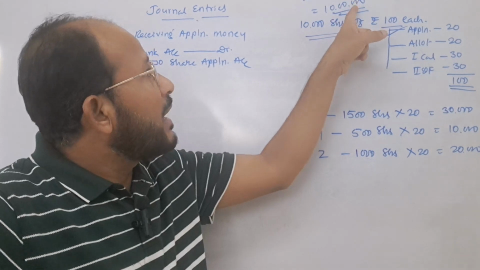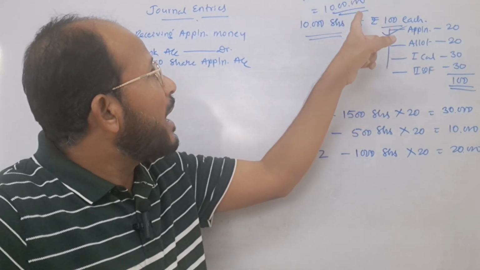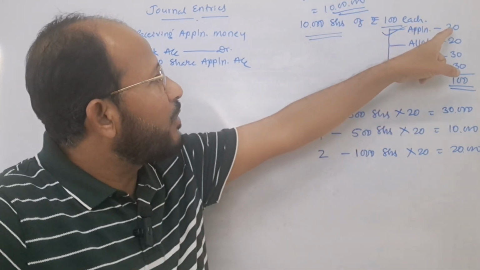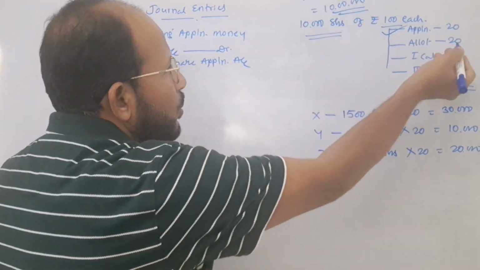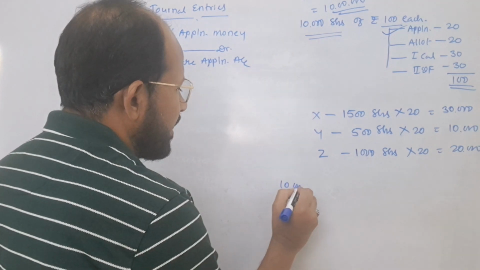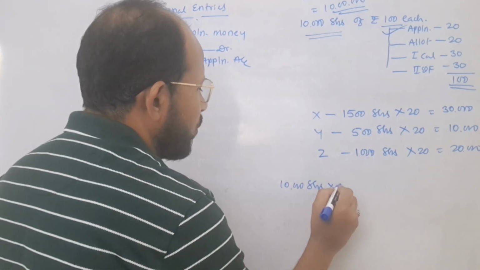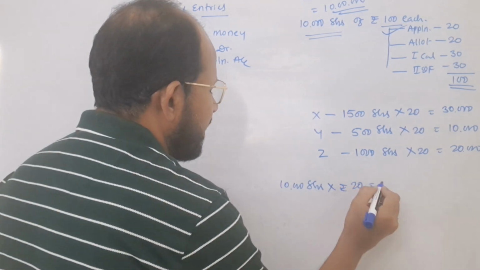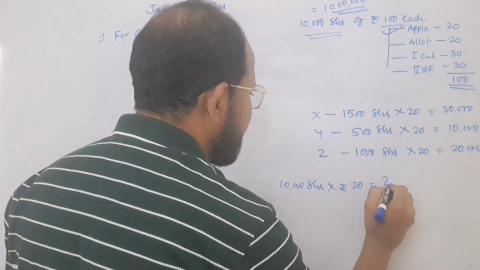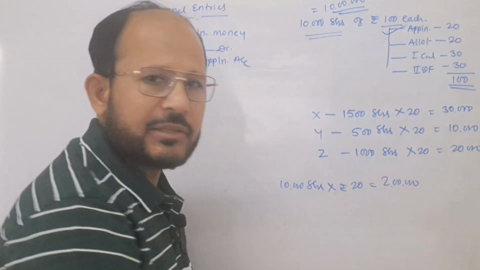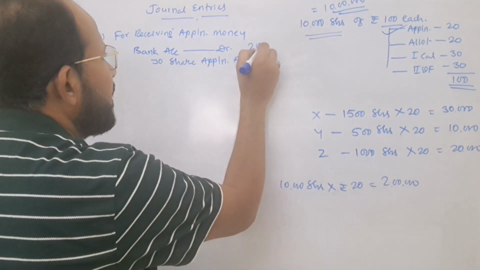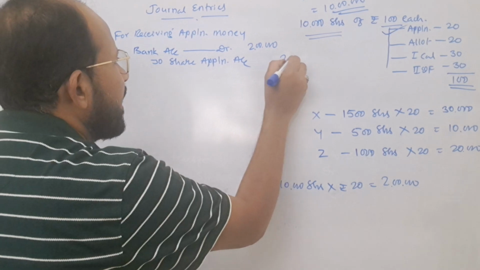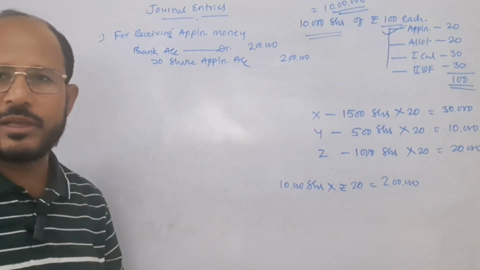Out of 10 lakhs, 2 lakh is already collected in the form of application money. How much does it come to? 10,000 shares into rupees 20 per share is collected in the form of application money. It comes to rupees 2 lakhs. Therefore, whenever application money is collected, that amount is to be written here, rupees 2 lakh and rupees 2 lakh. Very simple thing.